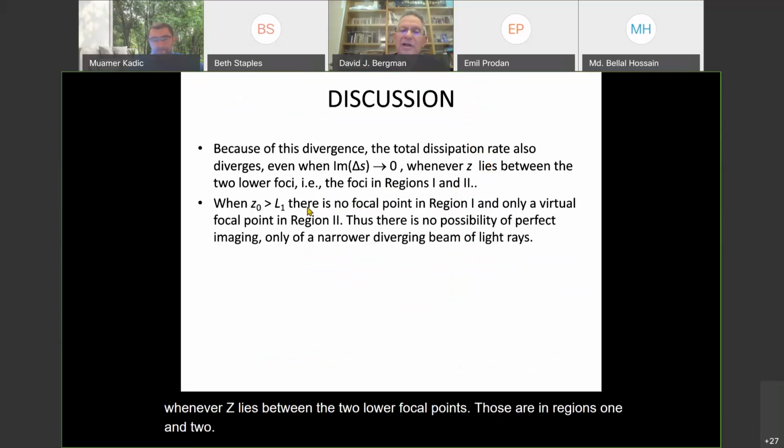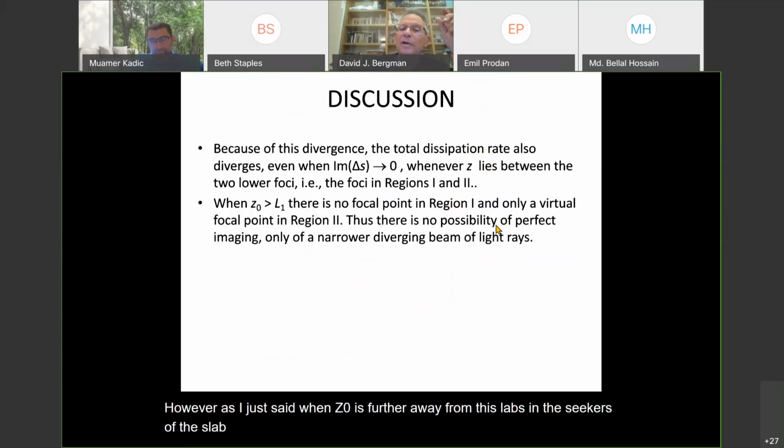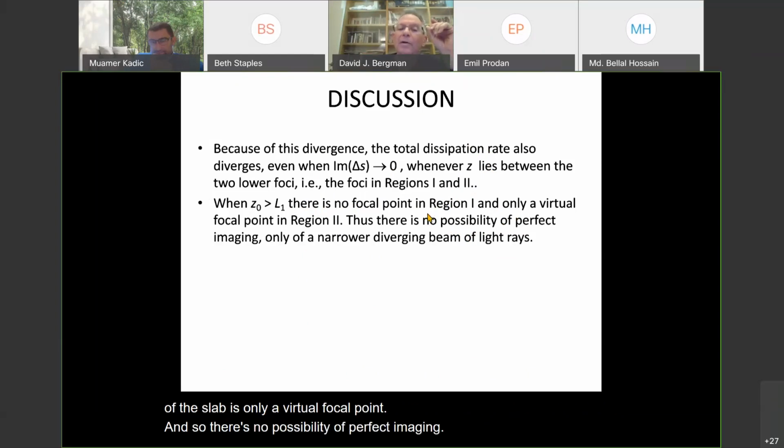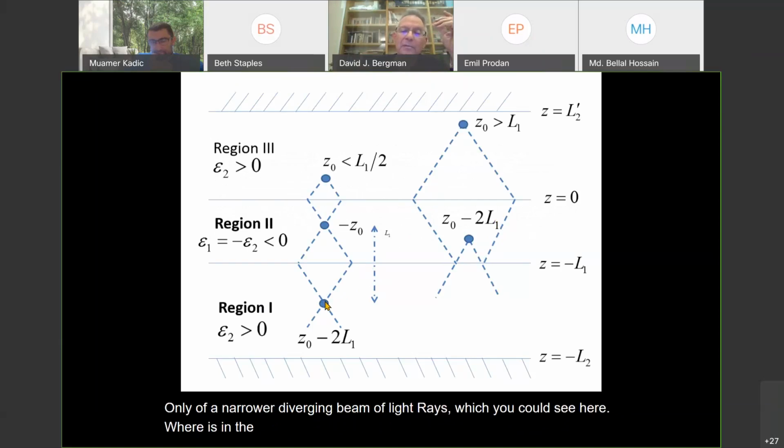However, as I just said, when z0 is further away from the slab than the thickness of the slab, it's only a virtual focal point, and so there's no possibility of perfect imaging, only of a narrower diverging beam of light rays, which you could see here. Whereas in the other case, we might think that maybe the image of a point source is also a point source. Things are slightly more complicated.